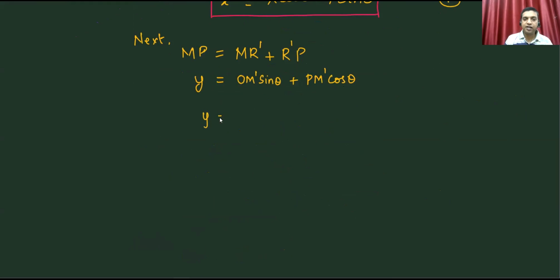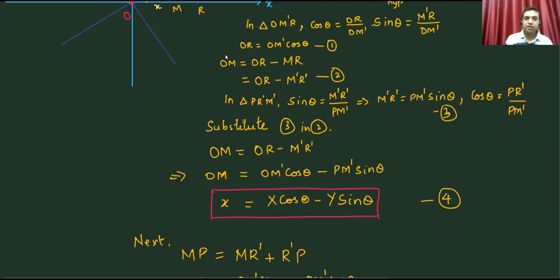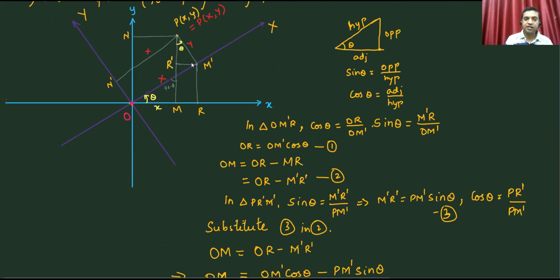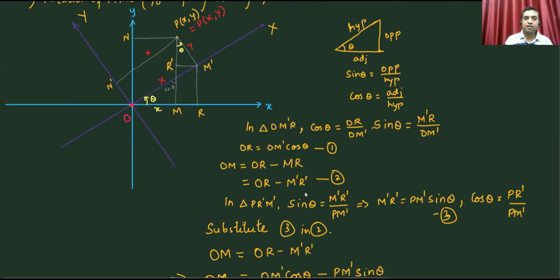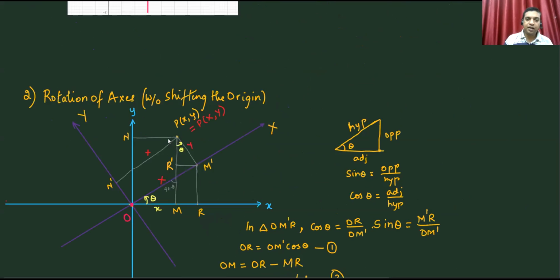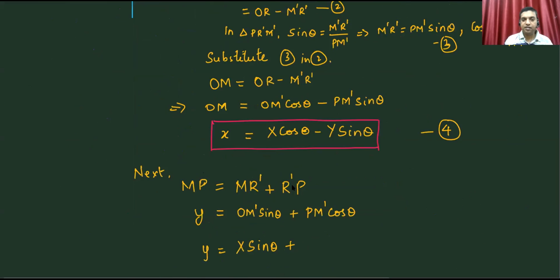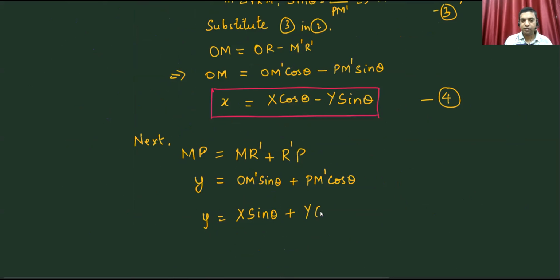What is OM'? Capital X sin theta, plus PM' is capital Y cos theta. So we are done.